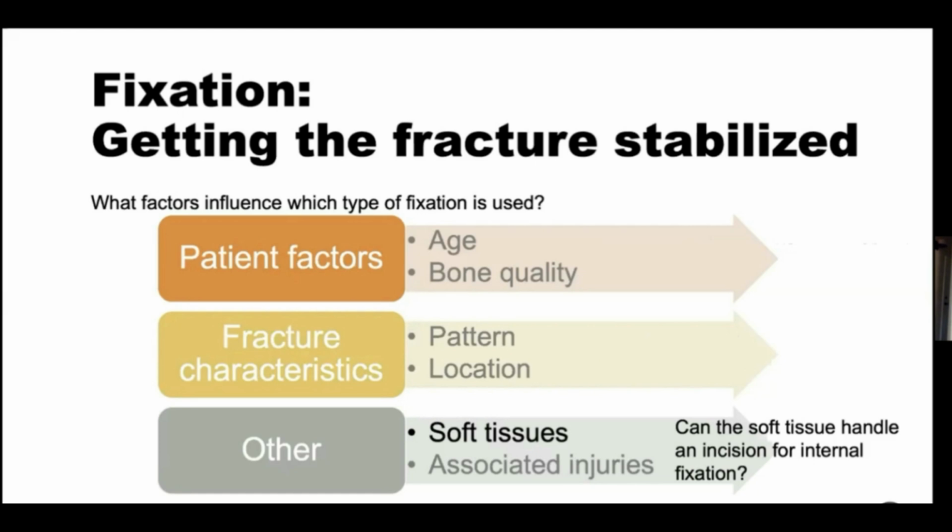And other categories are things like the soft tissues. Sometimes when a patient is so swollen, the soft tissues can't handle an incision for internal fixation, where we think that an incision might be difficult to close, and that imparts a risk of infection to the fracture site. So in that situation, we often would choose something different, like external fixation, for example, or delayed internal fixation. But that's certainly a consideration when we're planning for fracture stabilization. And associated injuries are important. In particular, we think about other injuries on the same limb that require fixation, because that may change how you decide to treat the fracture as well.